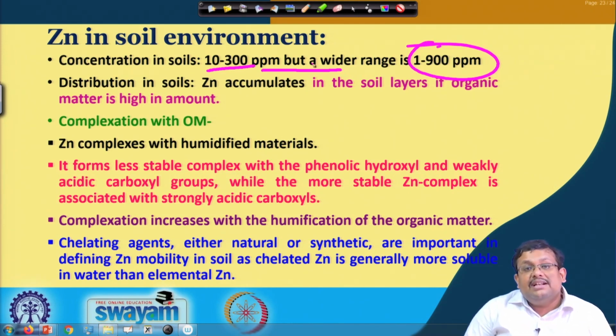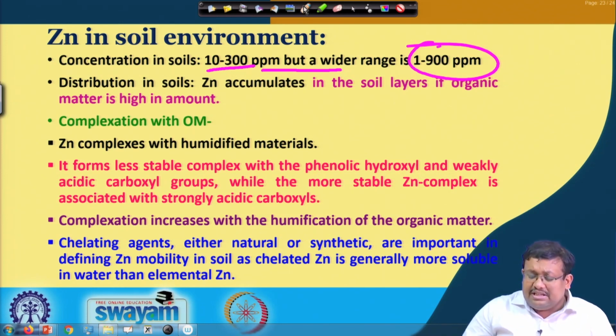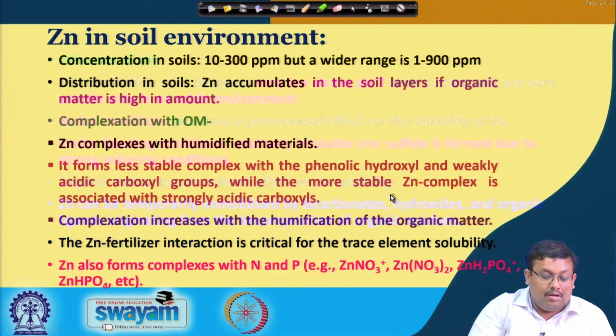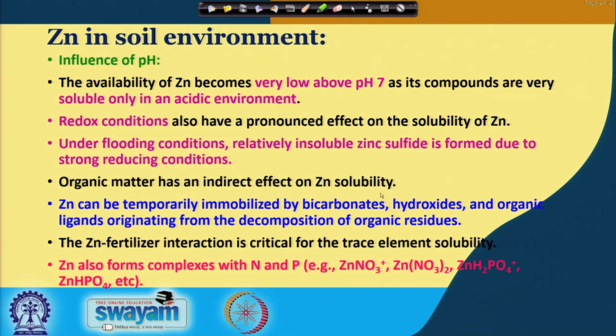Chelating agents either natural or synthetic are important in defining the zinc mobility in soil, as chelated zinc is generally more soluble in water than elemental zinc. So, basically when we do the chelation, the definition of chelation says it increases its solubility and mobility. So, you can see here zinc mobility is dependent on chelated zinc which is more soluble in water than elemental zinc.